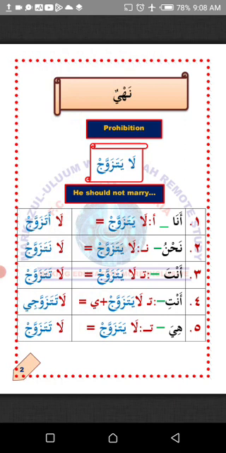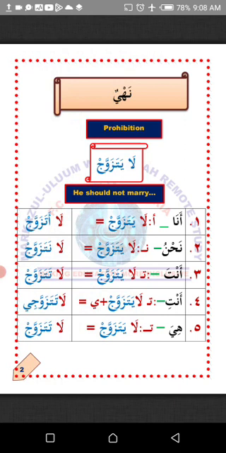The question is, how do we change the verb لا يتزوج to suit the pronouns below? لا يتزوج simply means he should not marry. He in Arabic is huwa, which is the opposite of hiya, she. So how do we now change the verb لا يتزوج to suit the following pronouns?